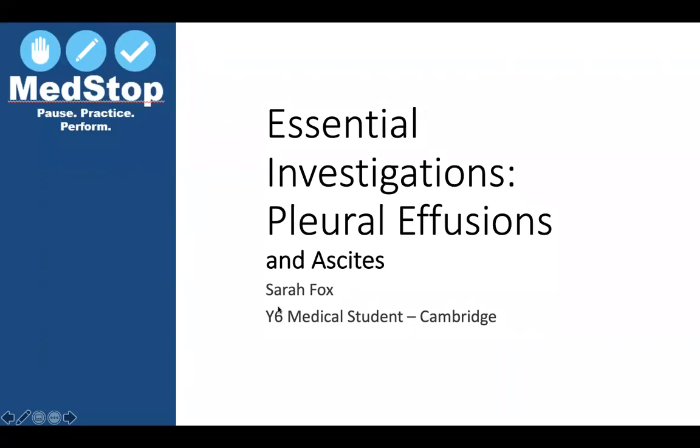Okay, so today we're focusing on pleural effusions. We're going to think of common ways to approach these, focusing on how you interpret investigations and what this tells you, as well as linking that back to the clinical. We'll also do a bit on ascites and look at some of the common things that go with it along the way.